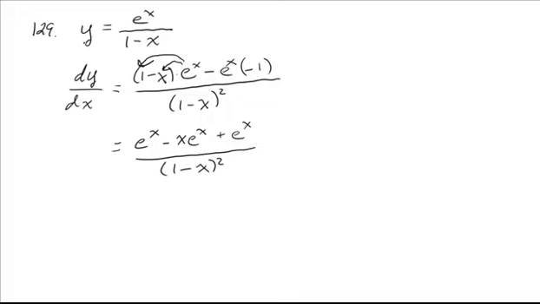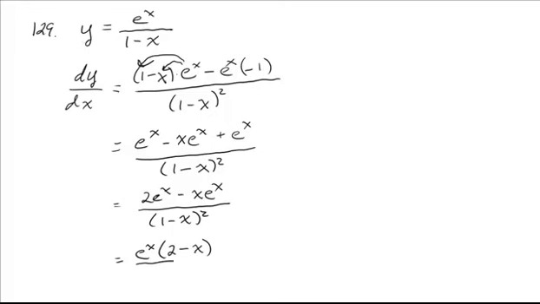Now, these e to the x's can be combined. They are like terms. So we have 2e to the x, as there's 2 of them, minus x e to the x over 1 minus x, the quantity squared. We see that both terms in the numerator have e to the x in it, so that can be factored out. So e to the x times (2 minus x) over (1 minus x), the quantity squared.